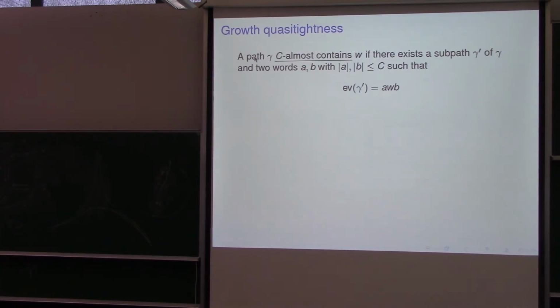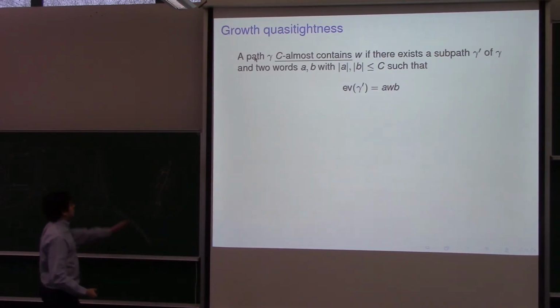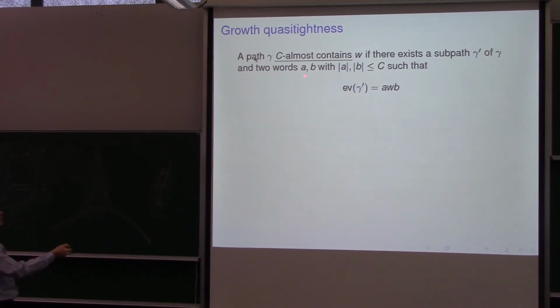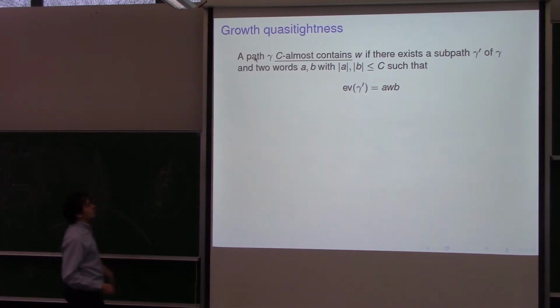So you could have more complicated things. But it's enough to say that in the group, this representative gamma prime, the gamma prime would be this subplot here, fellow travels this word W. And the way we say fellow travels is that there are two finite words A and B with uniformly bounded length, which bring W into this gamma prime. So this is some notion of saying that basically this path kind of contains W.